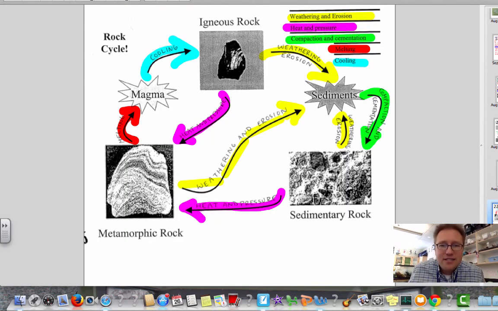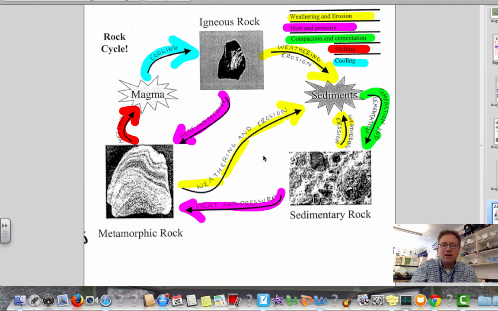The last part of all this is the rock cycle. Yes, you'll need to know the rock cycle. And not just that there are three different types of rocks, but the processes that turn them into the other types. Say, for instance, if you want to make a sedimentary rock, you need sediment. So you need weathering and erosion to create the sediment to then form through compaction and cementation a sedimentary rock.